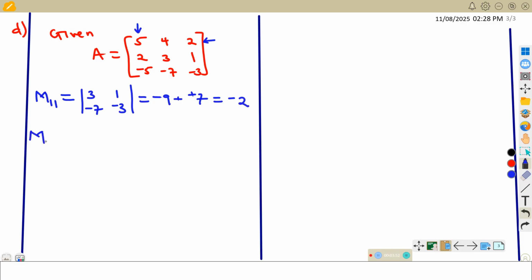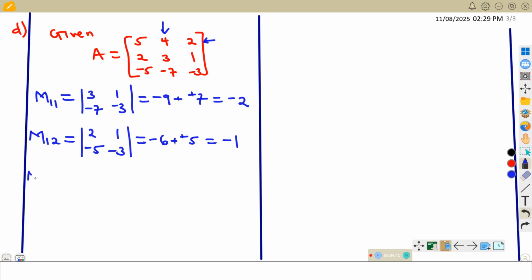Next, we look at minor 1, 2. For minor 1, 2, you are deleting the first row, second column. So the whole of this is out, the whole of this is out. So we shall remain with 2, -5, and also 1 and -3. So next, get the determinant. 2 times -3 is -6, minus -1 times 5, that is -5. This and this gives us a plus, and this will give us -1.